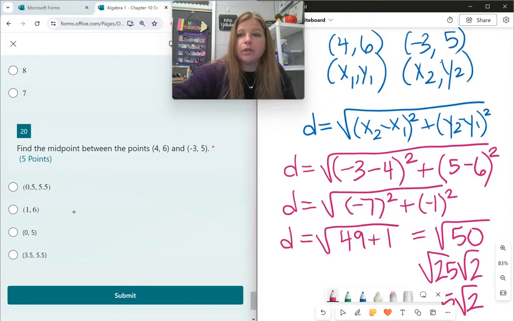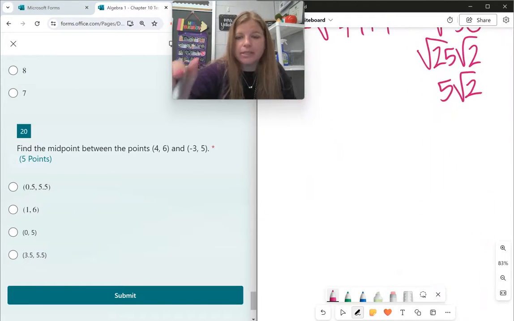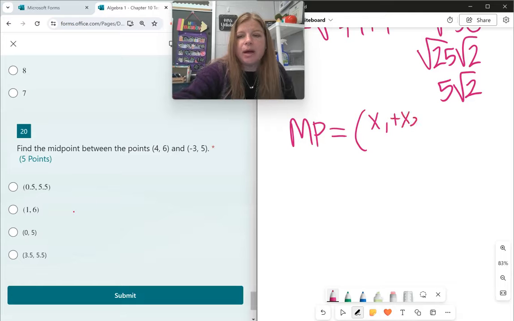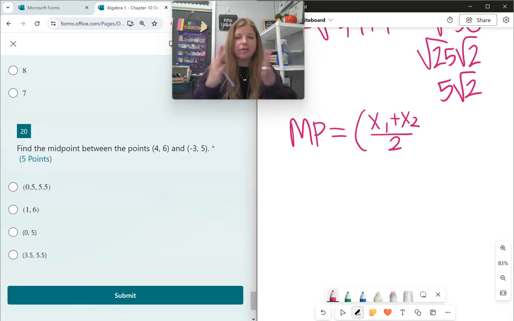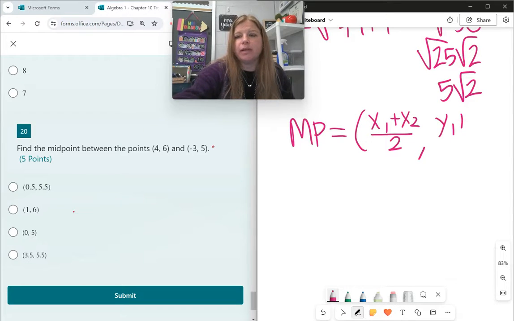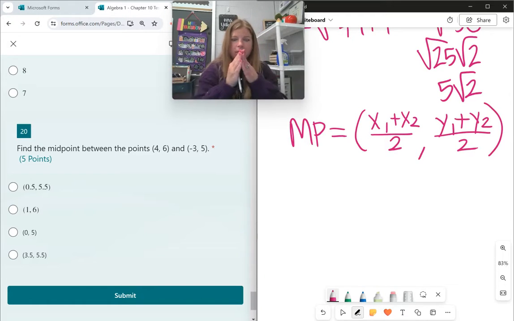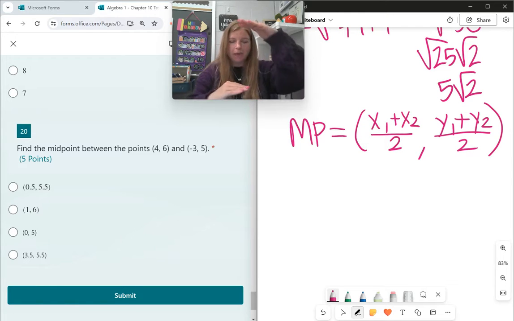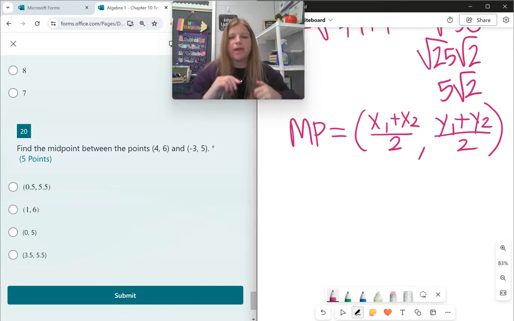Last one, midpoint. So same ordered pairs, but to find the midpoint. So the midpoint formula is where you take the x's, you add them up, divide by 2. That's just the average of the x's. And then you just simply take the average of the y values. You add those up and also divide by 2. The middle is just the average of the extremes. So I take my x values, add them up, divide by 2, I get the middle. I take my y values, add them up, divide by 2, I get the middle that way.